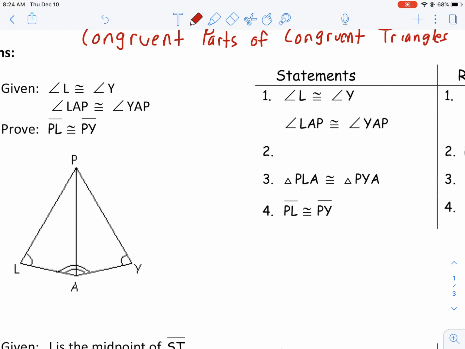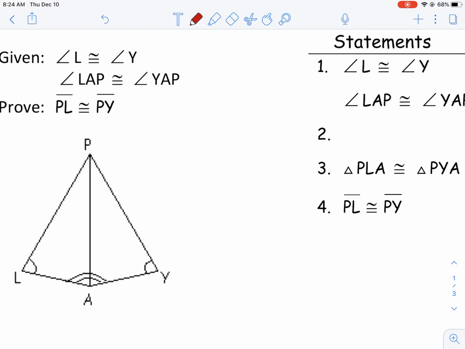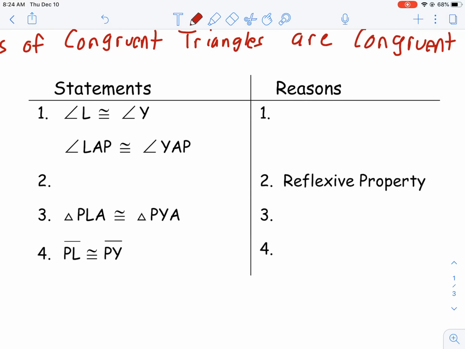The first thing that we have to figure out is how do we prove these 2 triangles are congruent. So we have some stuff given to us. We know that angle L is congruent to angle Y. And we know that LAP is congruent to YAP. Both of those are marked. Those are our givens.